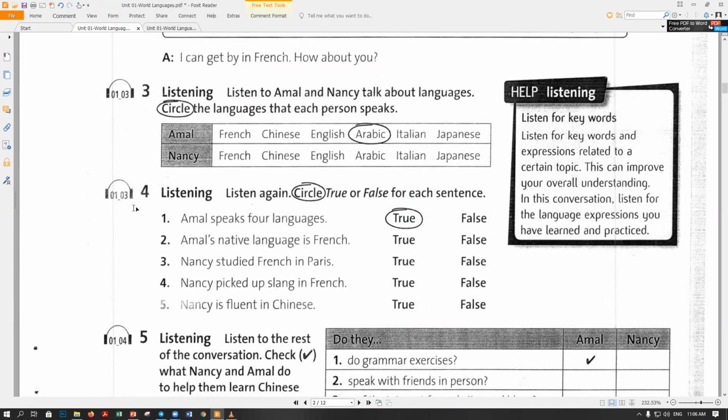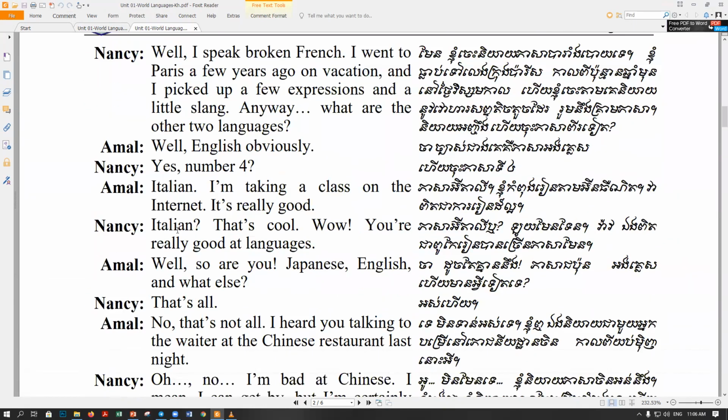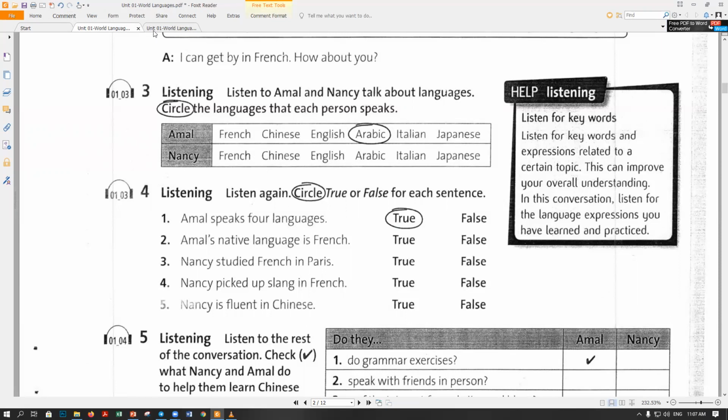Exercise 4 is also in part 1. Just answer true or false by looking at the statements 1 to 5. If the statement is true, circle true. So where can you find the information for true or false? From listening. Okay, from listening. Here again, let me show you. If you cannot listen to the recording I play, please read this and then complete the answer. Okay, so now let's listen, everyone.